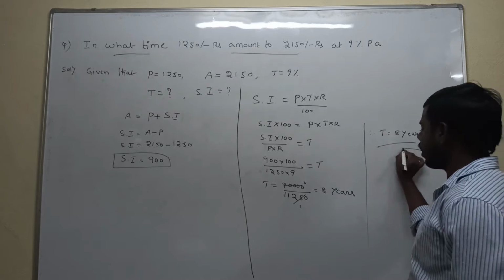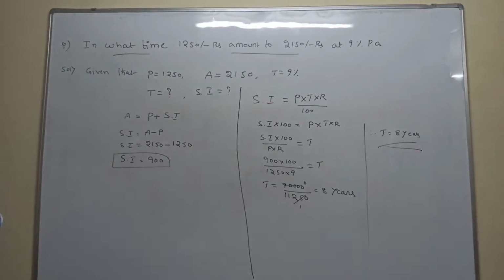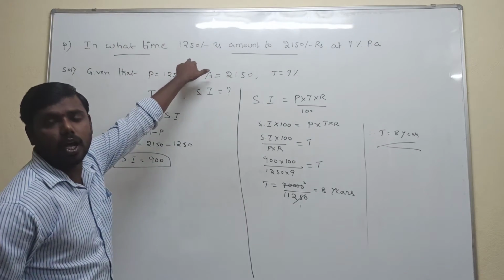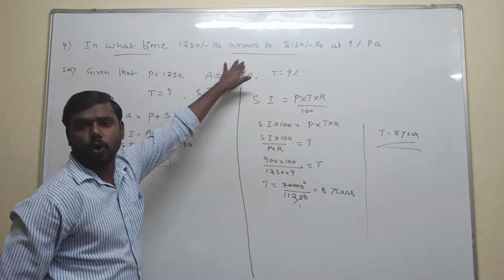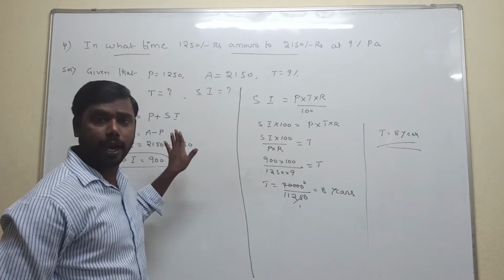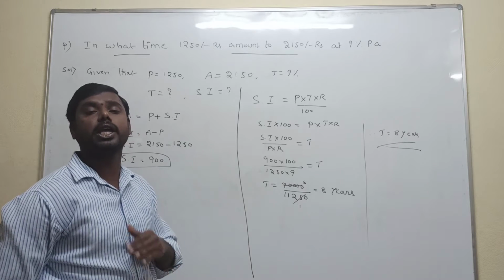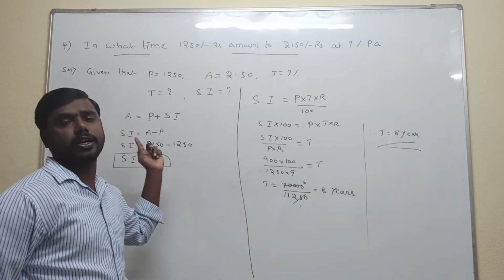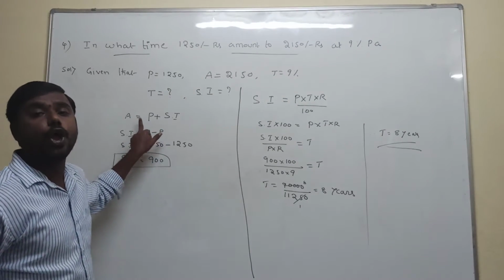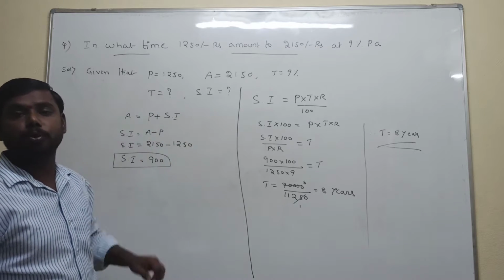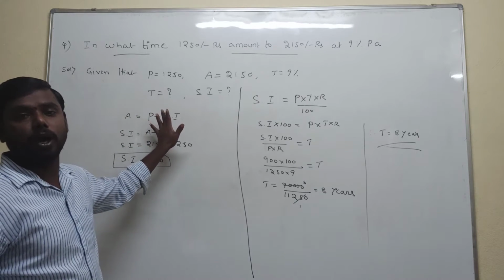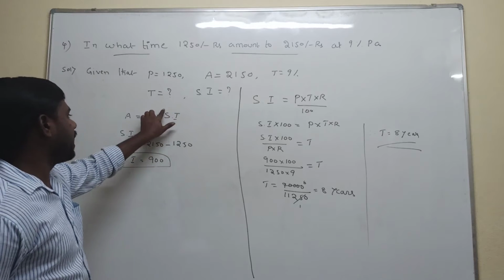This is the required solution. The result once again: in what time are we getting the principal amount and total amount? The rate of interest is 9% per year. Now we need to calculate time, but we don't know the simple interest either. That's why we are calculating simple interest and time. You know the total amount formula: amount, denoted by capital A, is equal to principal amount plus simple interest. First we need to calculate simple interest.